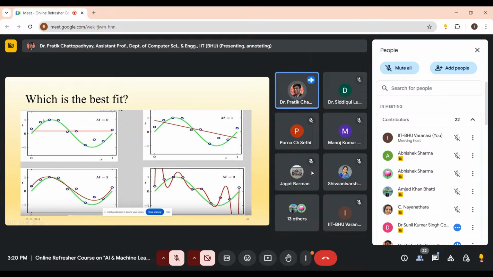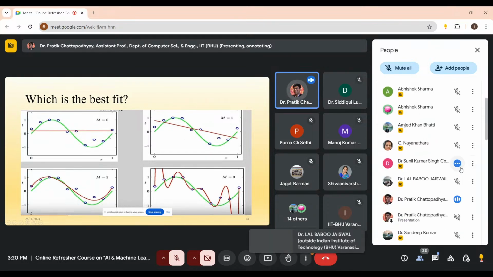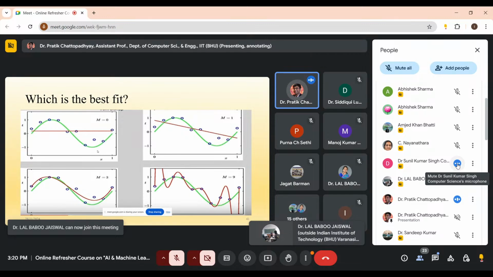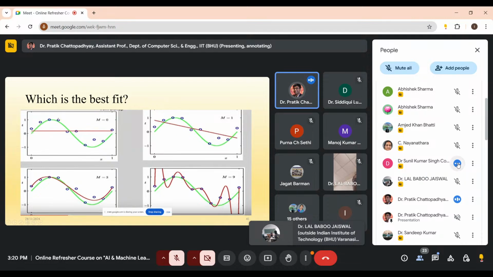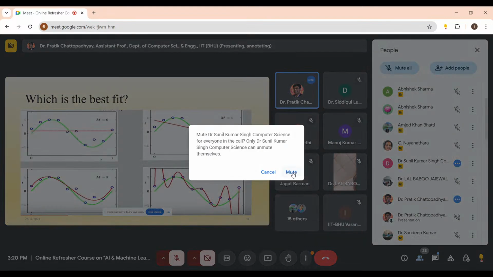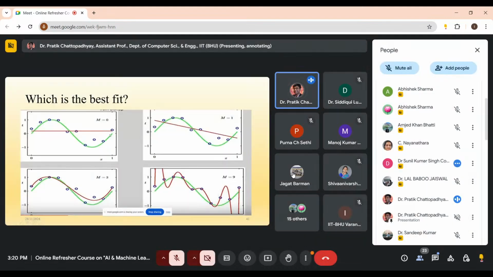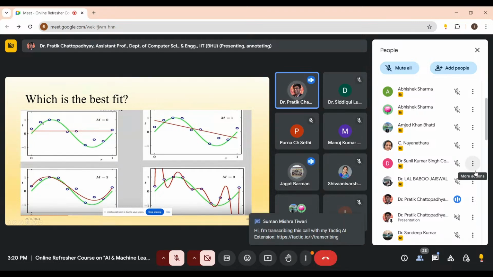In the second plot, visually this looks to be a very good fit. So this is basically the ideal fit, this line. I am just putting my mouse over it. This line seems to be the ideal fit for this set of points, right?